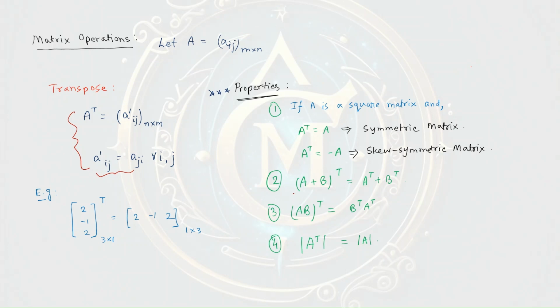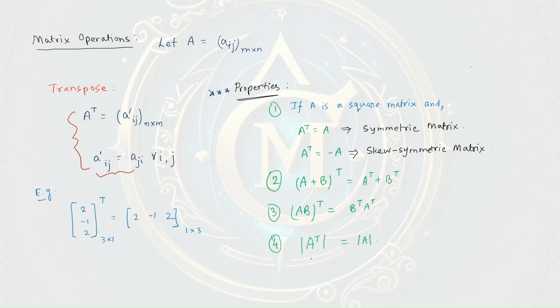Now coming to the second property, you can distribute the transpose operation over addition or similarly subtraction. And for distributing this transpose operation over products, you need to simply reverse the order of the matrices. So this point is very much important because if you forget the reversal of the order, you may get a wrong answer. So be careful.